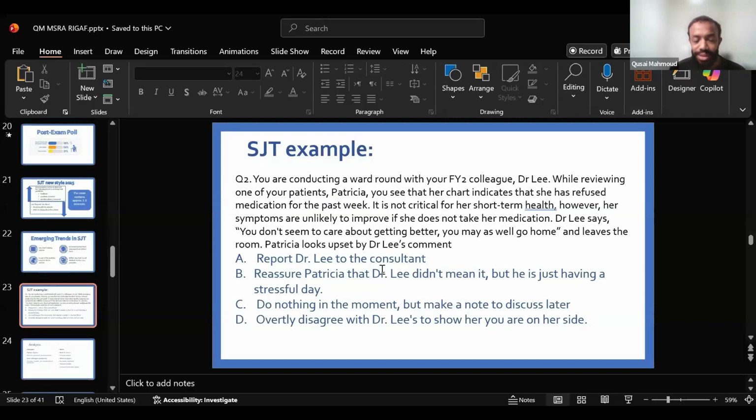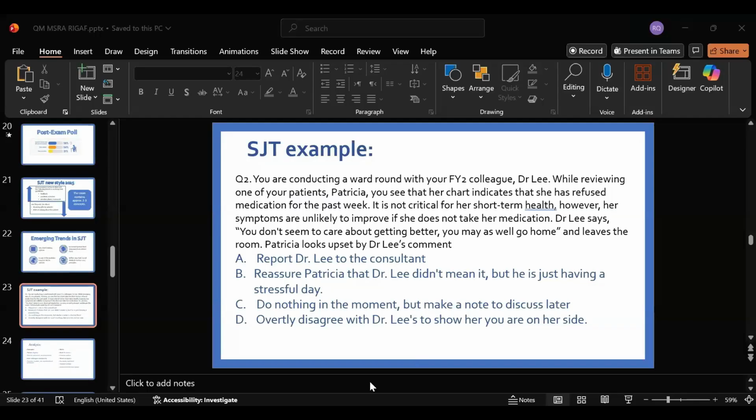Which is better, Alpha or Delta, A or D? Who would like to tell me? To report him prematurely, or to overtly disagree with him to show the patient that you're on her side? Any thoughts? Delta before A, why? Because in A you may cause too much harm to your colleague, but in Delta you are causing some harm to him by having a disagreement with him, but at least you address your concern with him directly.